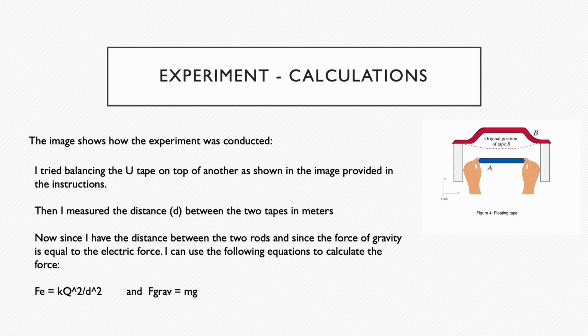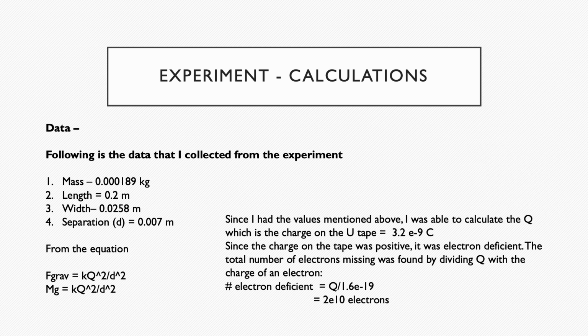The calculations. The image shows how the experiment was conducted. I tried balancing the U-tape on top of another as shown in the image provided. Then I measured the distance d between the two tapes in meters. Now since I have the distance between the two tapes, and since the force of gravity is equal to the electric force, which is one of the assumptions, I can use the following equations to calculate the force. Force is equal to kq squared upon d squared and F grav is equal to mg. And F grav equals the electric force.